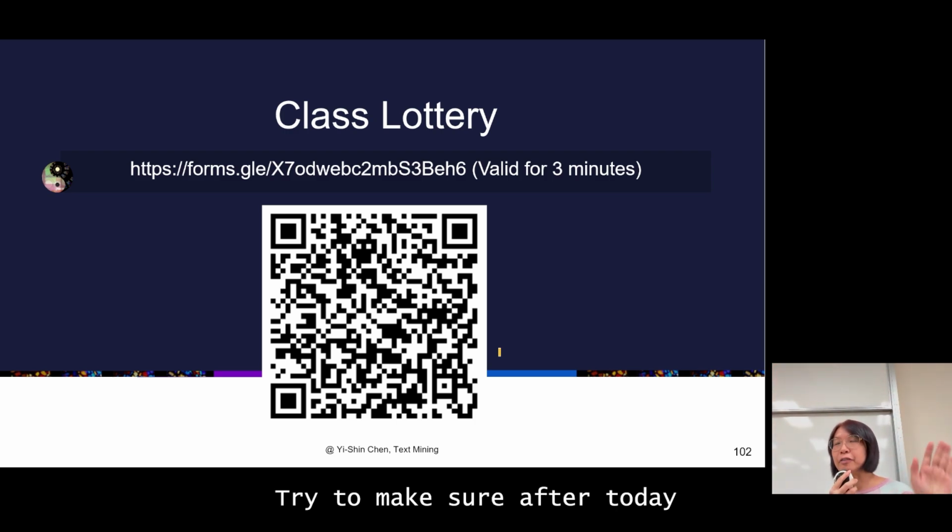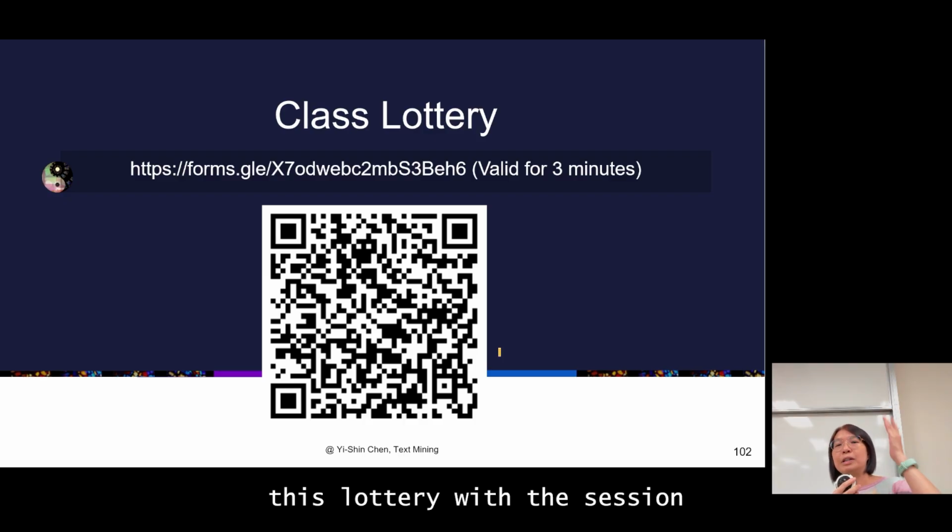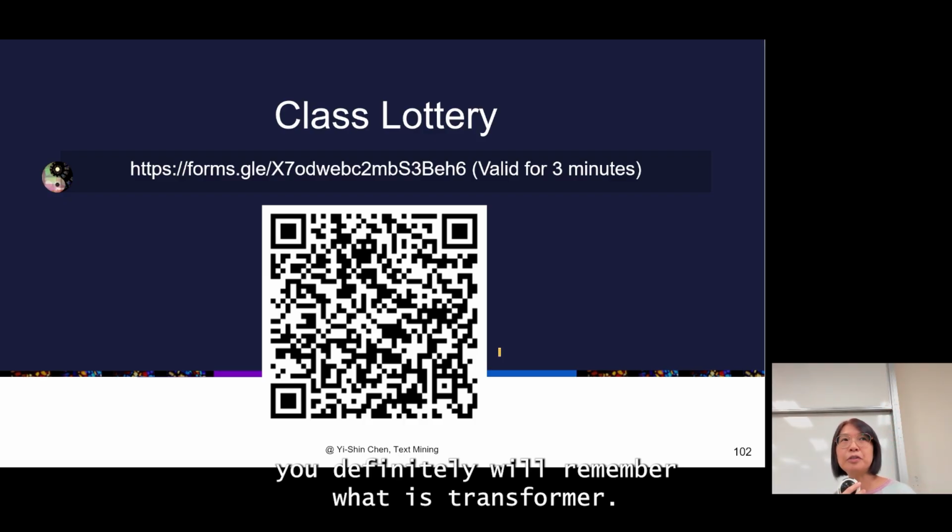Try to make sure that after today, with the lottery and the session, you definitely will remember what a transformer is.